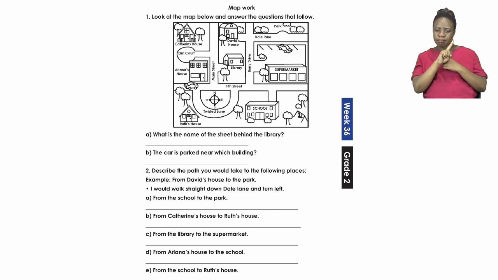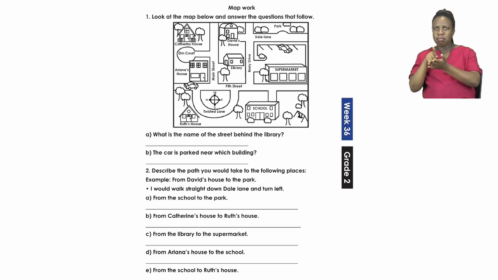Now boys and girls, we have to look at this map and study it carefully. Let's see. Now if you start there, on the left corner of the map, you will see we are starting with Catherine's house. Can you point to Catherine's house? Good job. Now right across the road from Catherine's house, you have David's house. And then across from David's house, next to David's house, you have the park. Can you see the park?